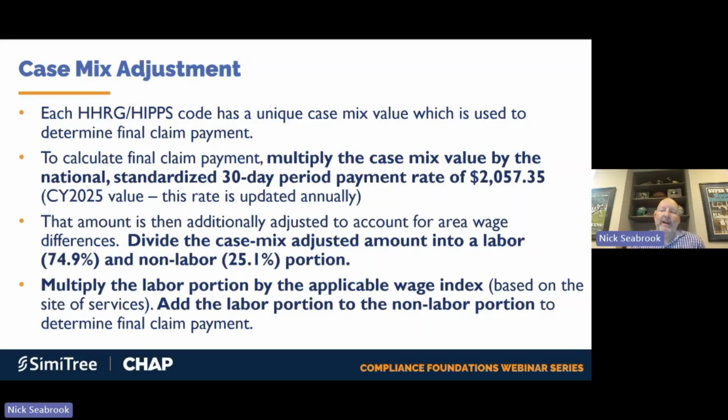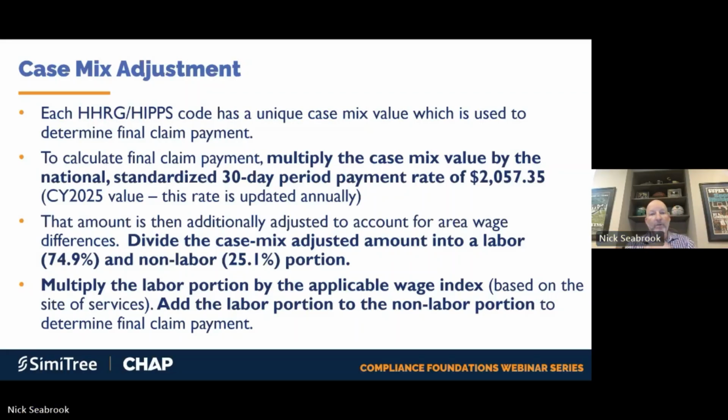So then we additionally have the factor that I mentioned before, accounting for the different wage areas, right? The wage differences between certain areas. So we have that 2057 is then further adjusted to account for that. So there's a labor portion and a non-labor portion. Think of the labor portion as, all right, we're gonna adjust this percentage of our standard rate by where that patient lives, right? So let's use some extremes.